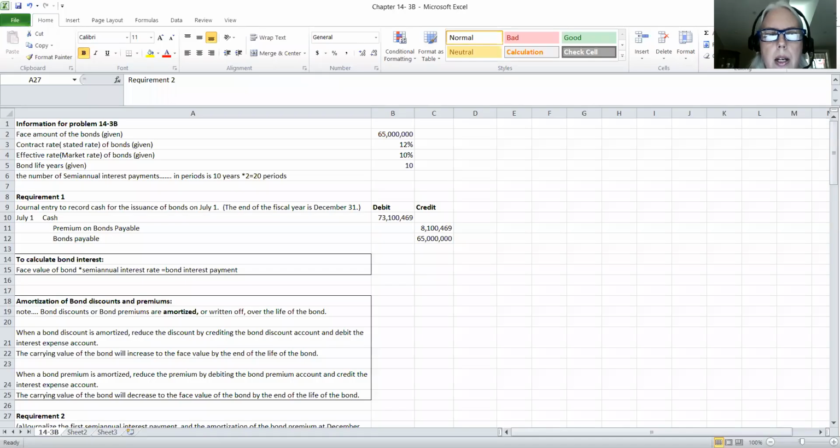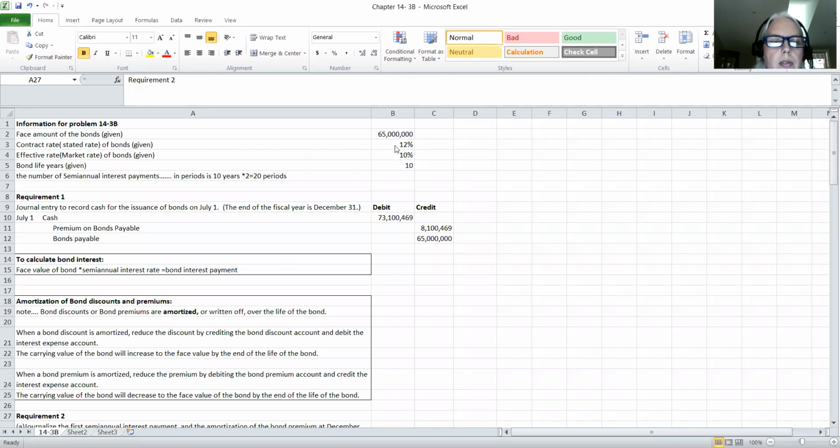Today's lesson will be Chapter 14, Problem 3B. I'm sharing with you my Excel spreadsheet that I've made up for Problem 14-3B. And in Problem 14-3B, they have given you amounts for the face value of the bonds.